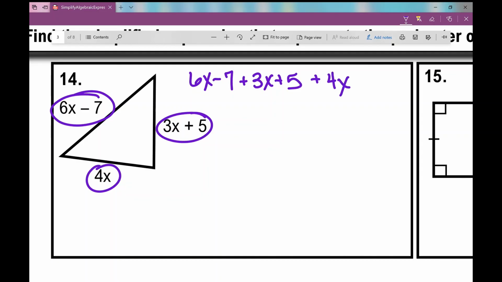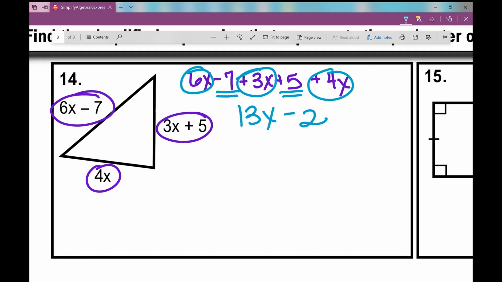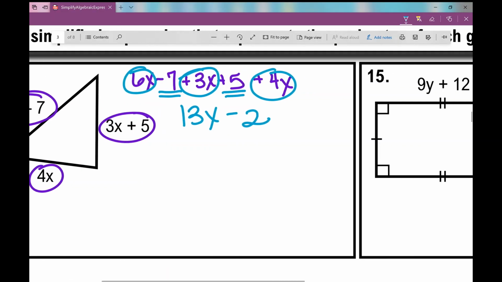So I'm going to add up all the sides. So I'm just going to write an expression that represents this. And then I'm going to simplify it. How do I simplify it? I combine like terms. 6x plus 3x is 9x, plus 4x is 13x. Now I'm going to combine negative 7 and positive 5 to make negative 2. Let's move on to number 15.